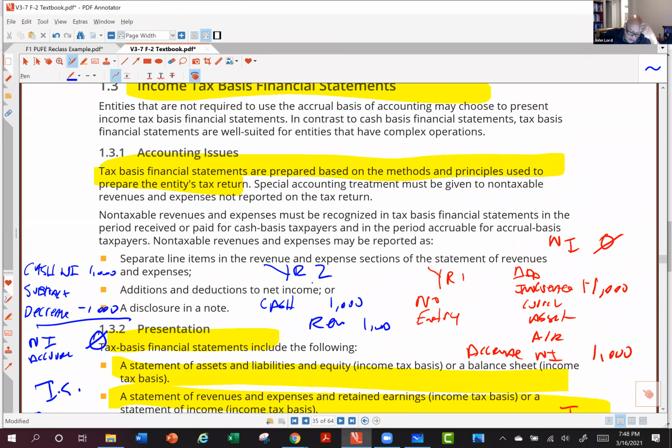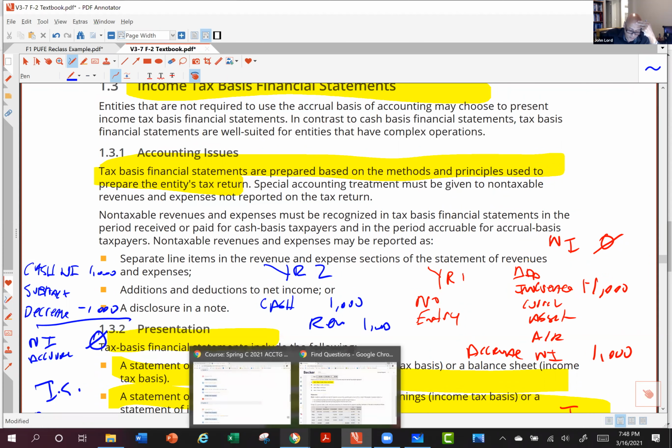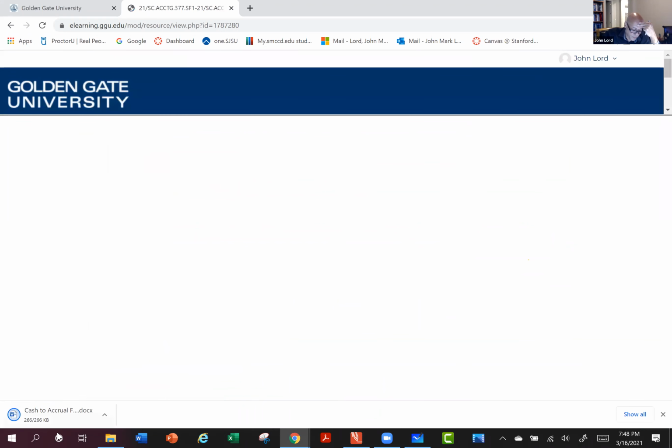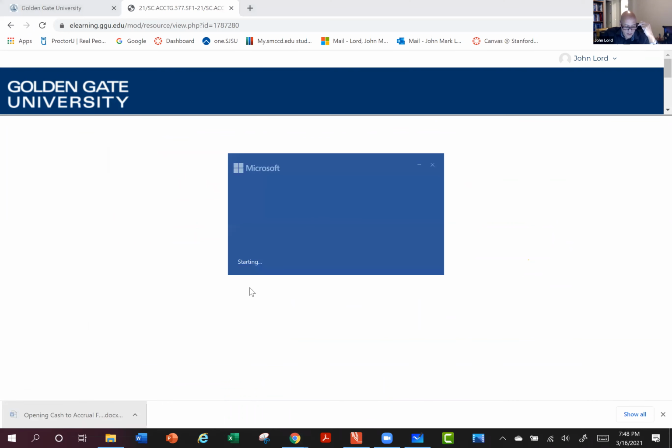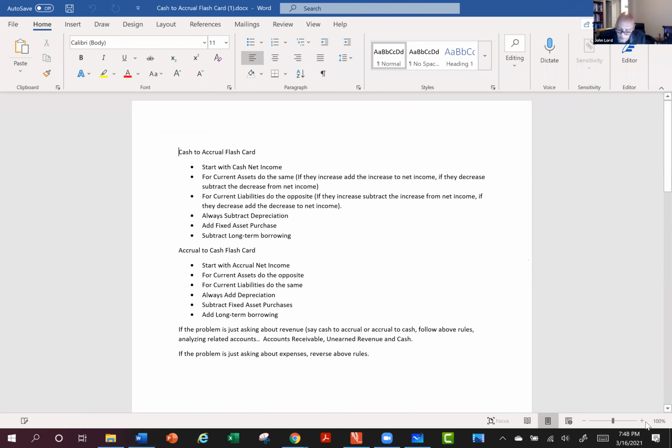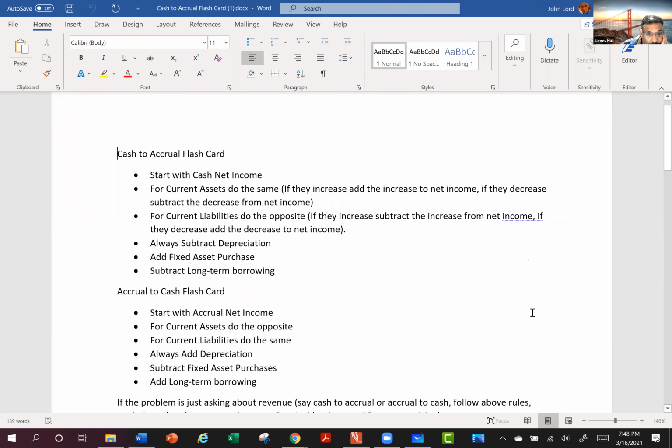So let's go ahead and look at that flashcard, which is on e-learning. It's called cash to accrual, accrual to cash. It's got both because questions could go either way. Okay, so I'll let that open up. You can see it on the screen right now. Let's just take a look.